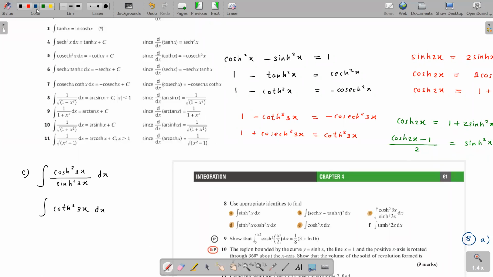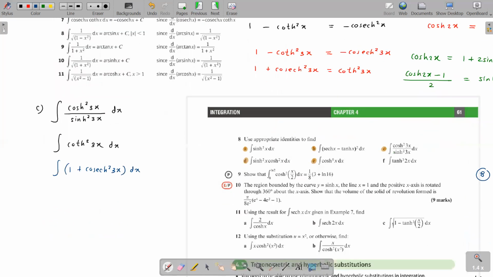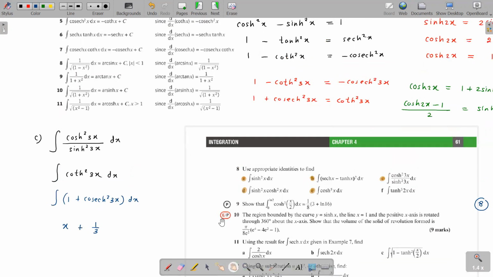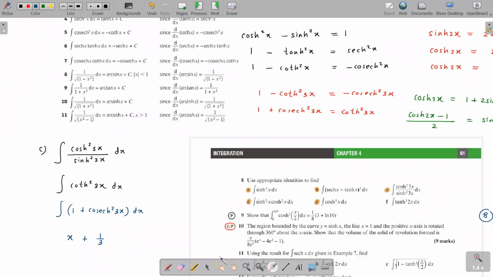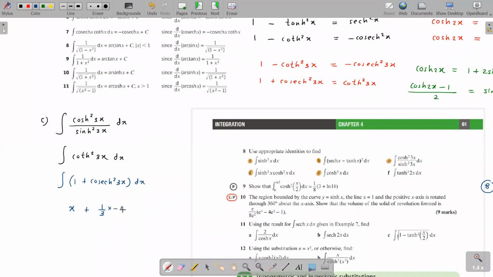So let's substitute that value here. Integration of 1 plus cosec square 3x. So let's input the value. The integration of 1 with respect to x is x. Cosec square 3x, you can see it's linear with the 3x here. So don't forget to put what? 1 over 3. Cosec square integration is minus cot. So then here 1 over 3 into minus cot 3x. Okay, so this is the answer.